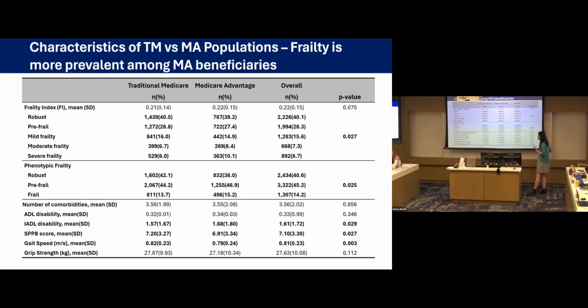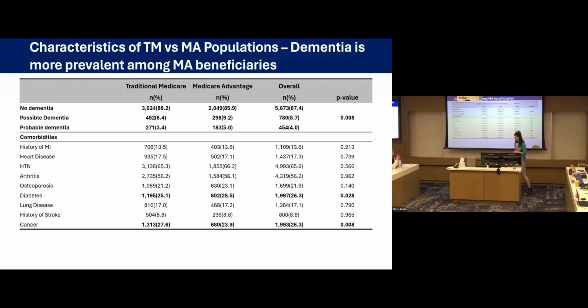We also assessed a purely physical function-based frailty, or phenotypic frailty. Similarly, those with Medicare Advantage tended to have a higher proportion of frailty. And we looked at what could potentially be driving or contributing to this frailty. It certainly seems that IADL disabilities and the physical function scores are coming out to be more significant. Overall, those enrolled in Medicare Advantage had worse physical function than those enrolled in traditional Medicare, at least at the time that the survey was being done and all of these measures were taken.